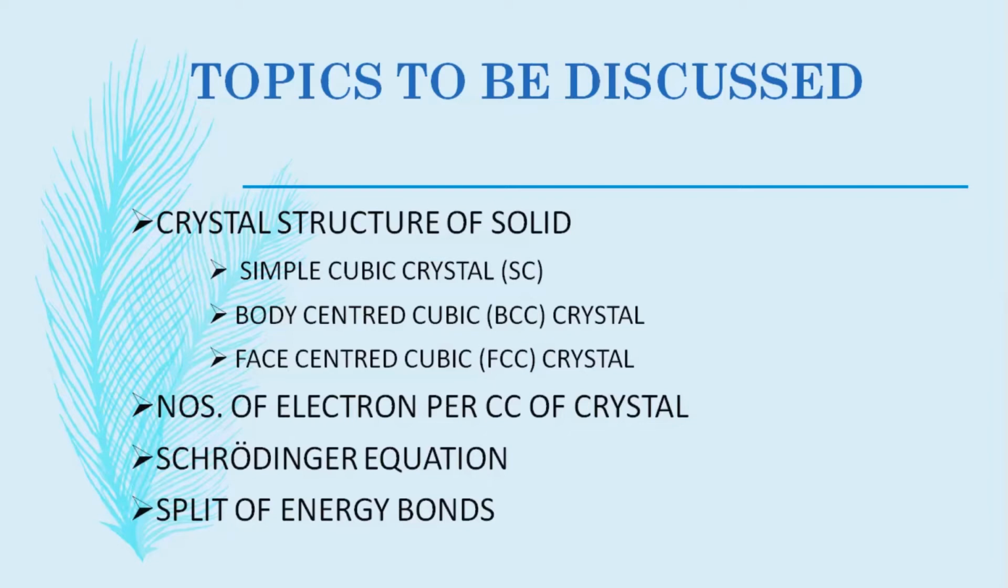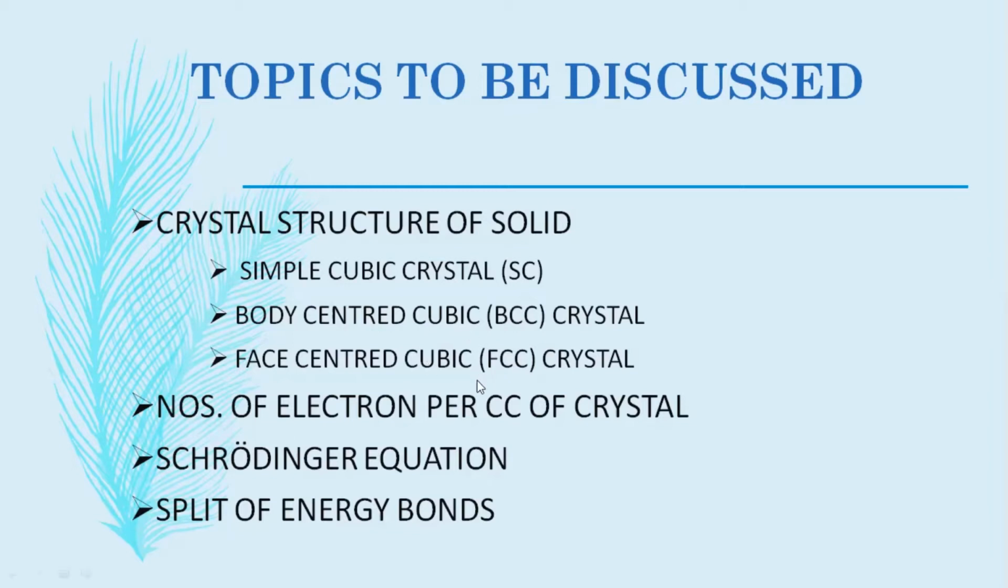Then we'll go for some quantitative calculations for the number of electrons per cc of any crystal. This will give us a quantitative understanding of the density of electrons in a conduction band or valence band. We will discuss that later on.